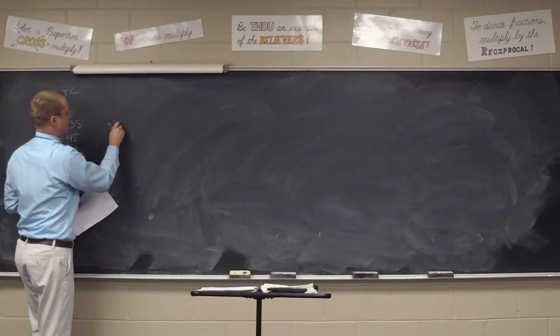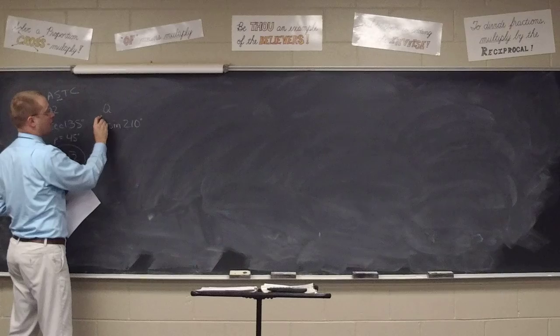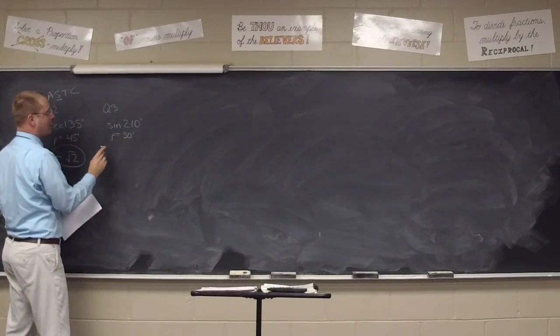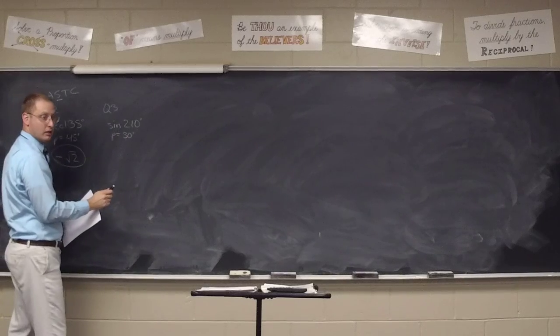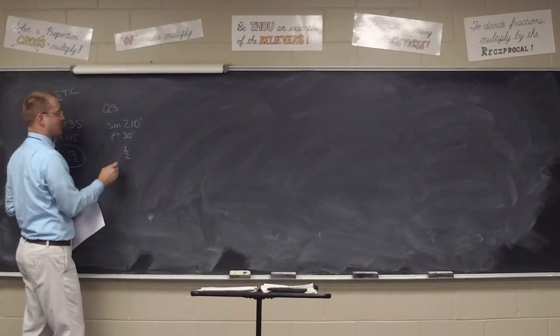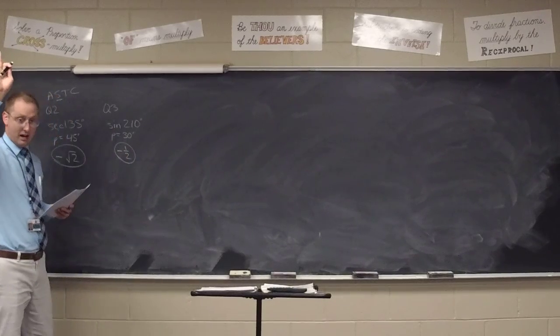On the next one, we have the sine of 210 degrees. Quentin, quadrant? 3. Reference angle? 30 degrees away from the 180. Sine of 30 is 1/2. In ASTC, in quadrant 3, sine is negative. And there we go. How many had negative 1/2?